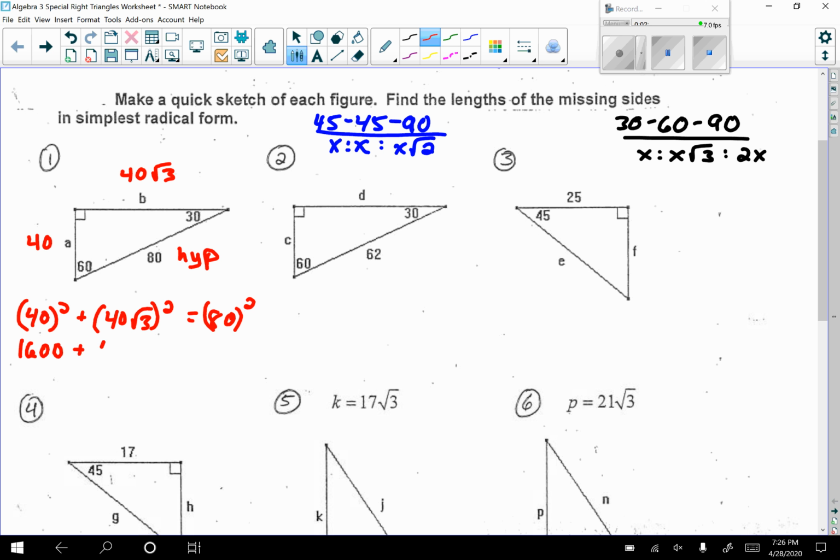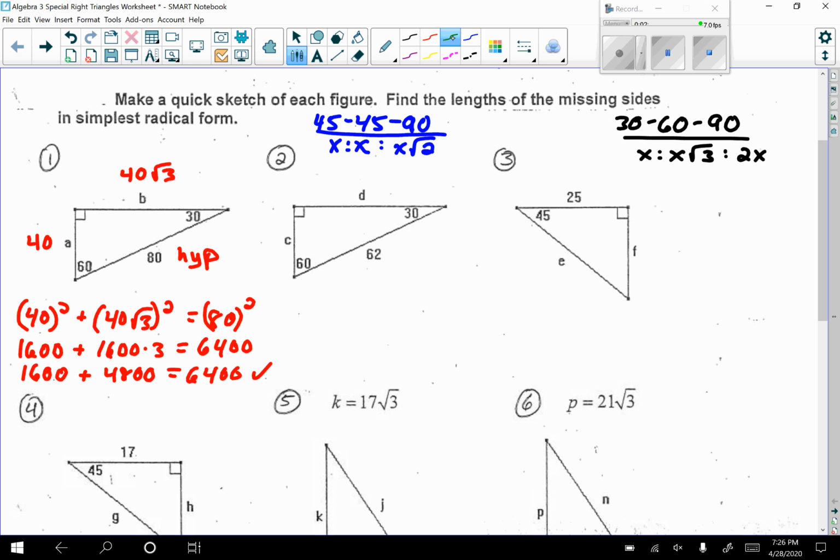So 40 squared will give me 1600. Radical 3 squared will just give me 3. And then 80 squared will give me 6400. So now this is 1600 plus 4800 equals 6400. And then the two values over there do add up to 6400. So I'm not going to check for everyone, but that is a way you could check when you're done.